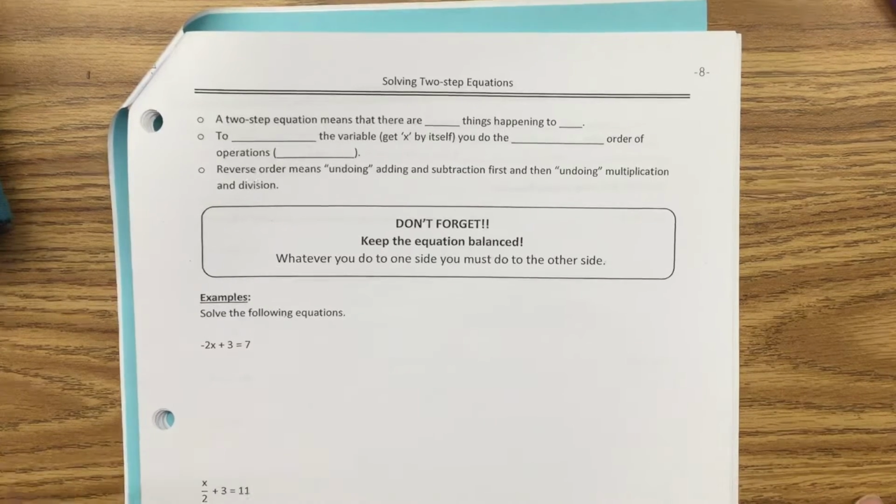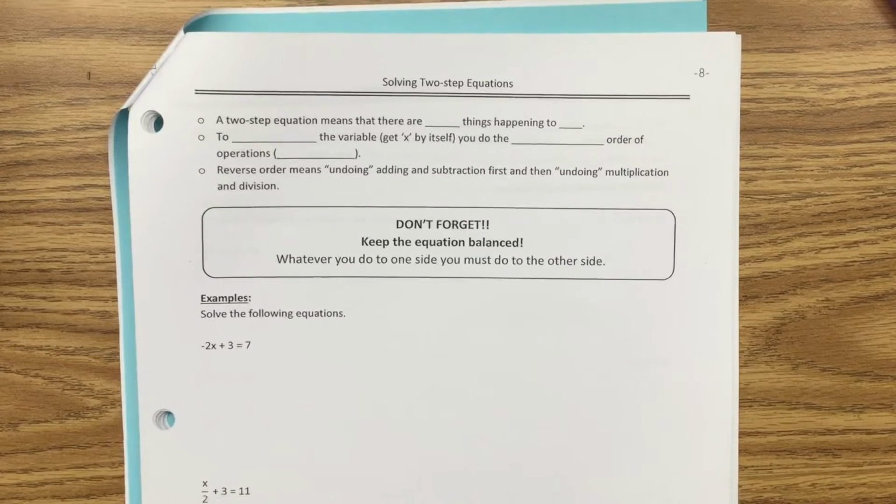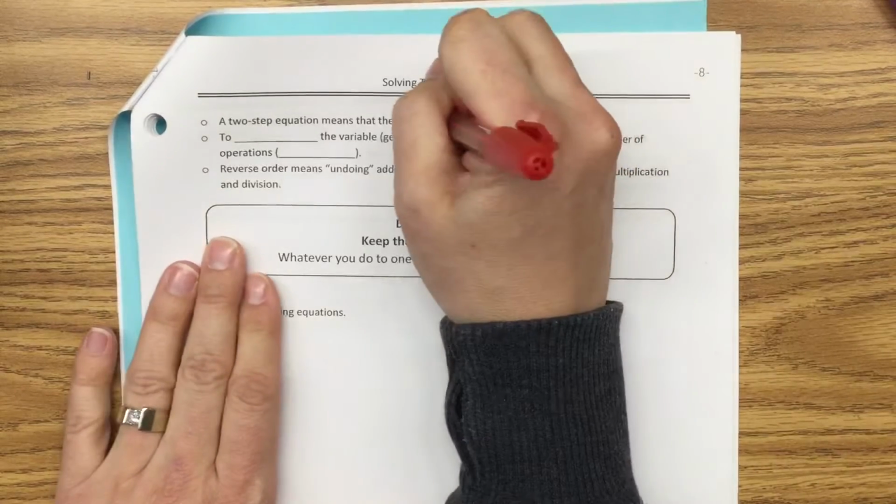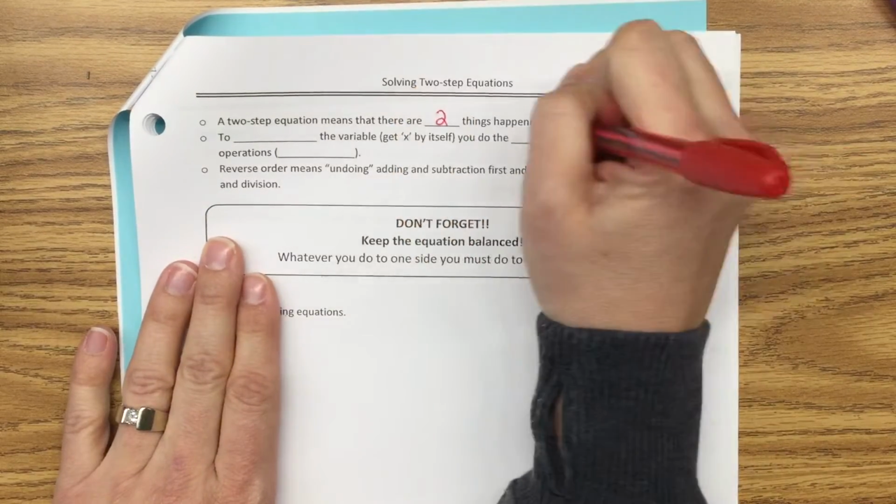Okay, so here we go. Okay, so use this pen. There you go. A two-step equation means that there are two things happening to x.